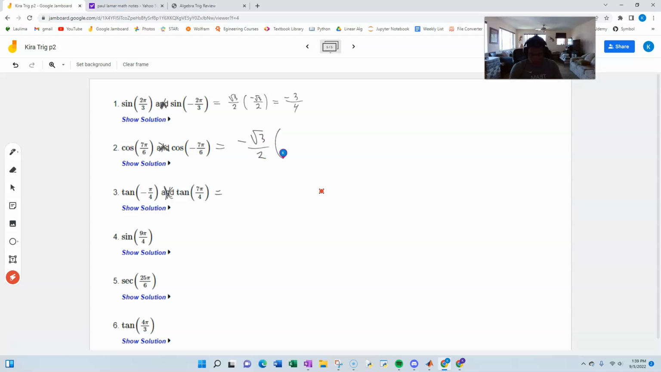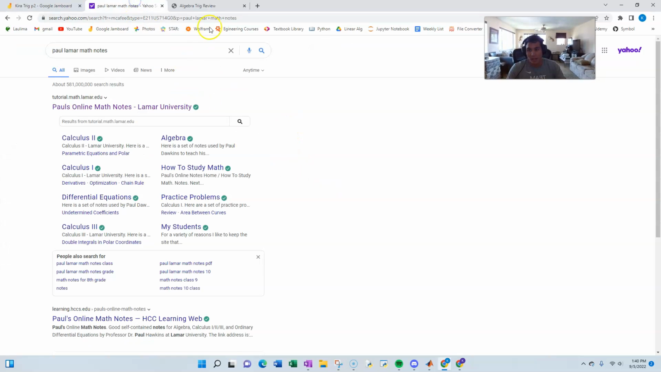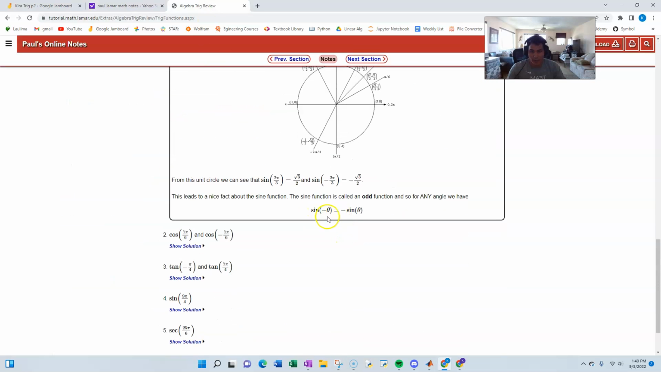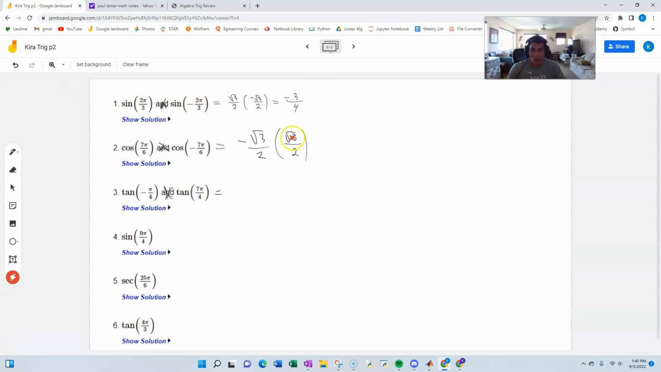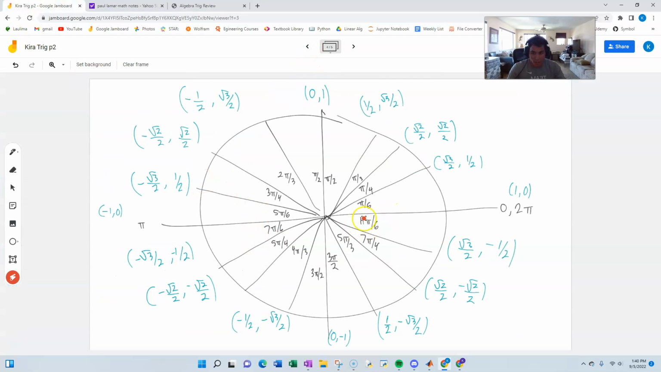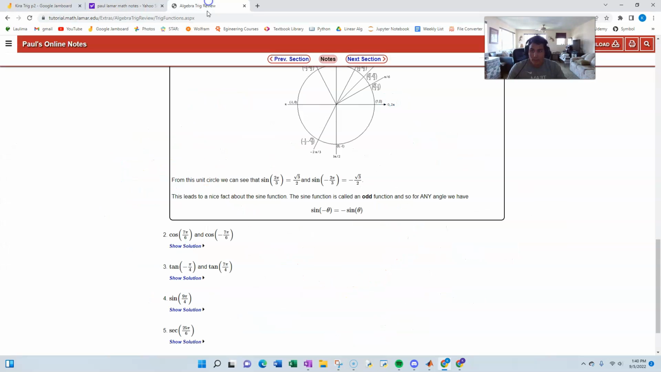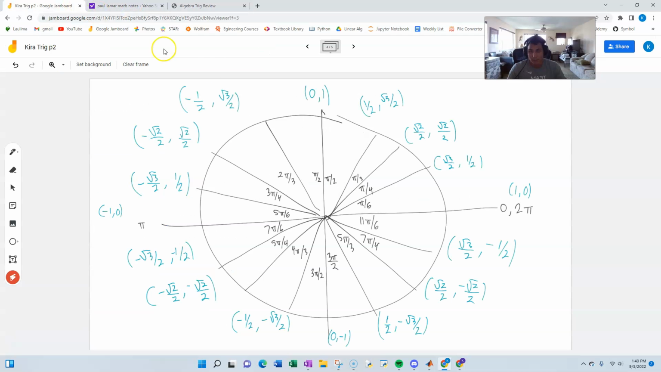And what's the other guy? Negative 7 pi over 6. Let's just take a guess real quick. I'm guessing it's like this. And yeah, you could go to Lamar's math notes and it'll tell you about the odd and even functions, and how that works. But you could also think about it like I said: we went this way originally, now we're just going to go this way originally, and look at that. It corresponds, boom.